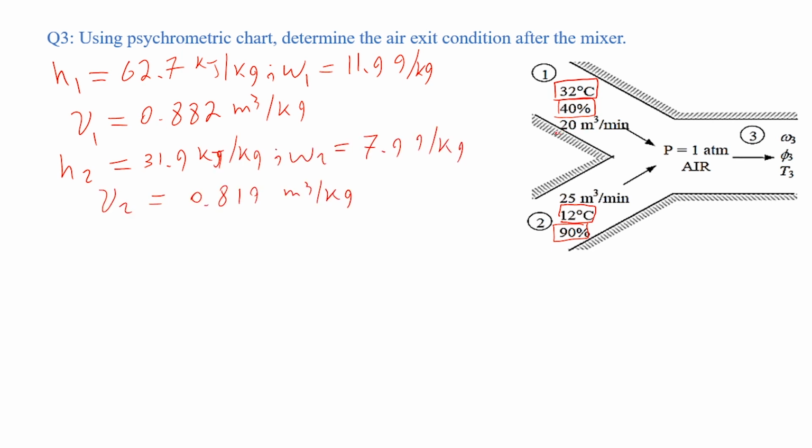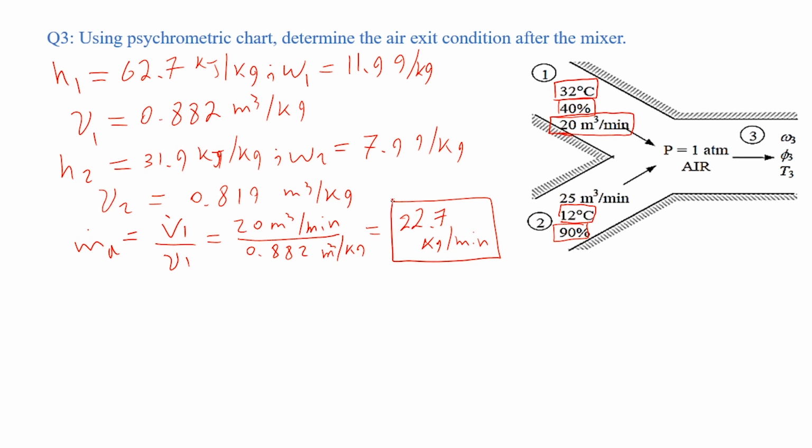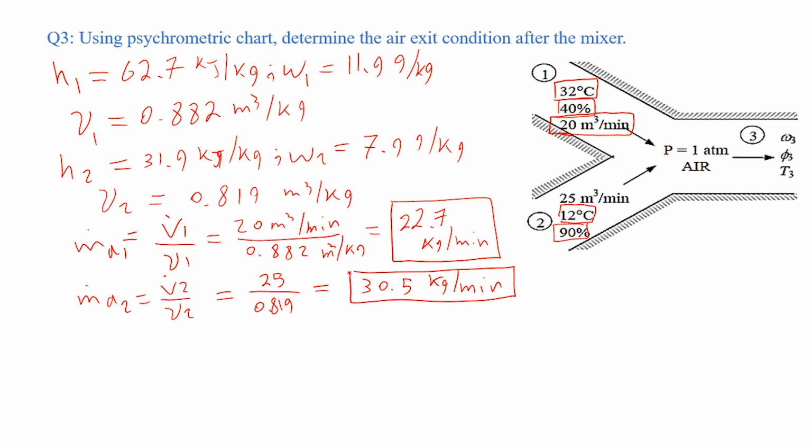Here the flow rate is given as volume flow rate, so we have to convert it into mass flow rate. We have the specific volume of the flow, which is the reverse of the density. So mass flow rate of air will be the volume flow rate divided by the specific volume, which will give us a flow rate of 22.7 kilogram per minute. Similarly, we calculate the mass flow rate for stream number 2, which will give us 30.5 kilogram per minute.